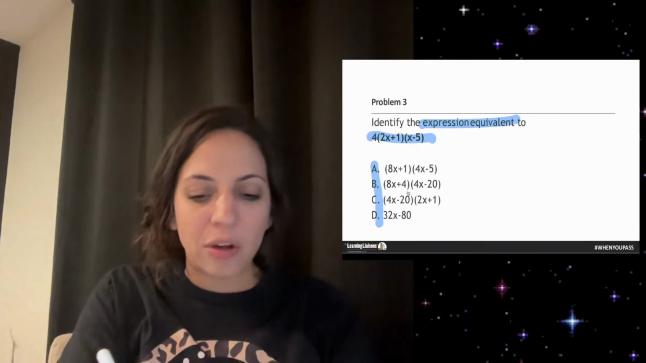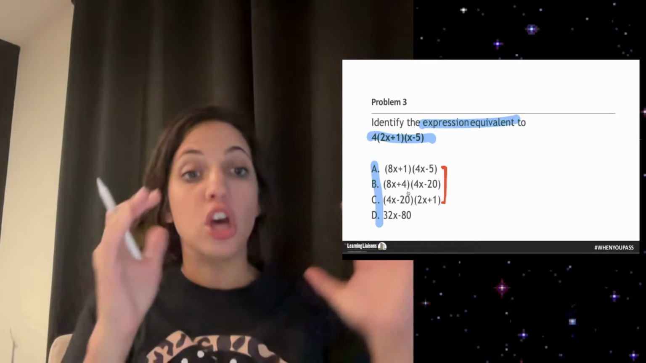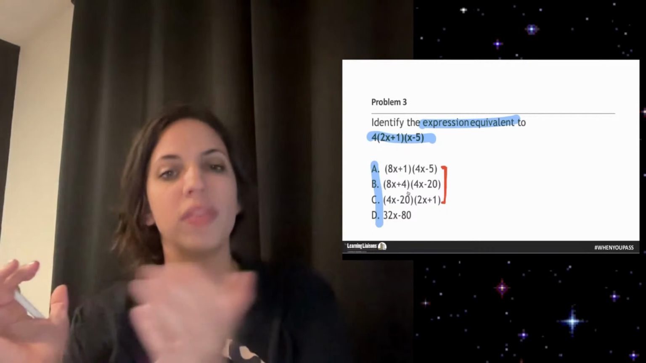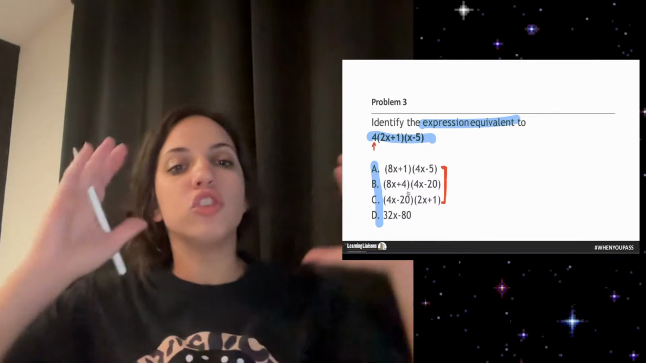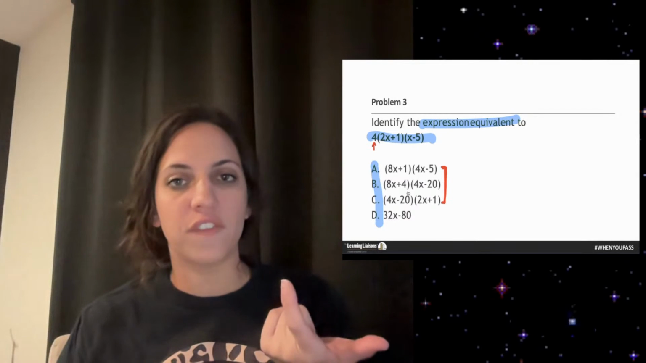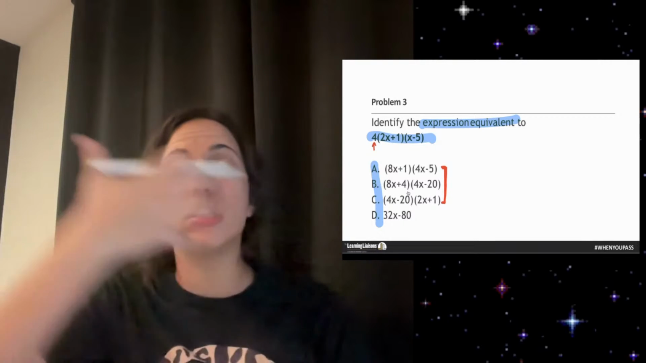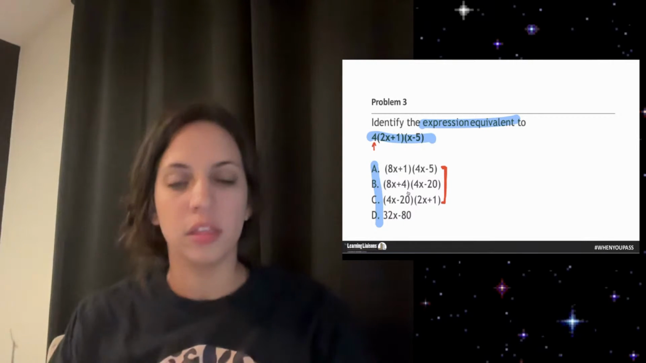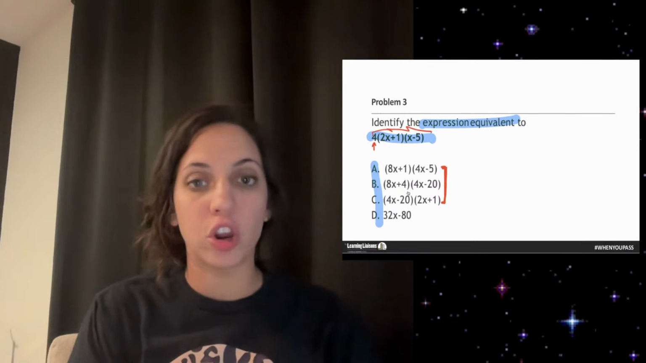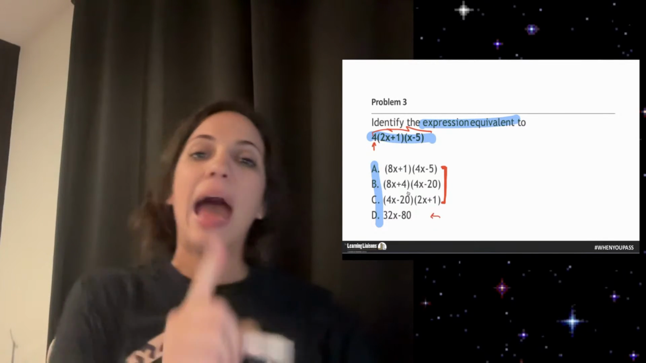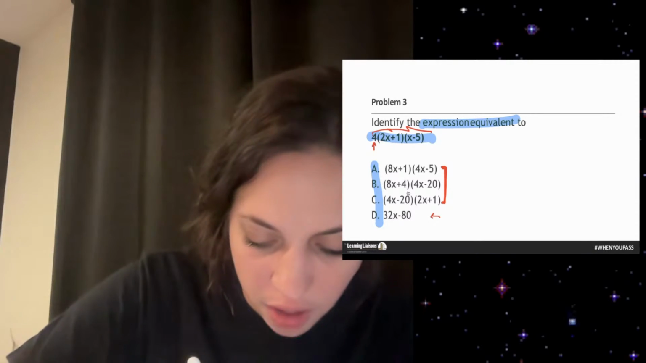In 3 out of the 4 answer choices, we see that we have 2 sets of parentheses without a coefficient in the front. Coefficient being this guy right here. So that tells me that they took that coefficient and multiplied it into the problem, or they multiplied this thing all the way across to get no parentheses. However, I can very quickly cross D off.